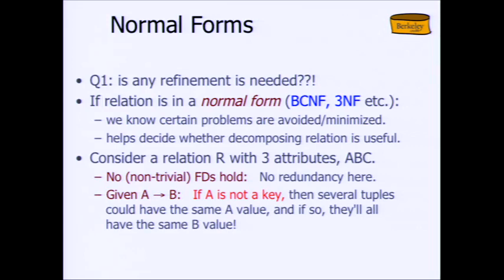So consider a relation R with 3 attributes, A, B, and C. No non-trivial functional dependencies hold. Suppose I tell you that. So clearly A determines A, and B determines B, and C determines C. But other than that, any triple ABC is good. Well, then there's no redundancy. If there's no FDs, there's no redundancy, there's no refinement to be done. You're fine. If you write down there's 3 attributes, and that's all we know about, and there's no FDs, good. No reason to decompose it.